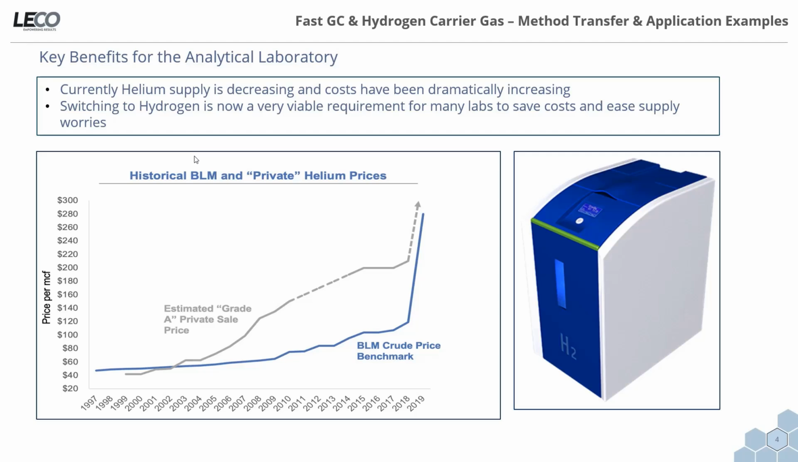Let's consider benefits for the analytical laboratory. In the last months and a few years, the supply of helium has been decreasing. The costs have been increasing dramatically. So nowadays, switching to hydrogen is a really viable consideration for many labs, because of the extreme rise in helium costs. So they've got an opportunity to save costs and ease their supply worries.